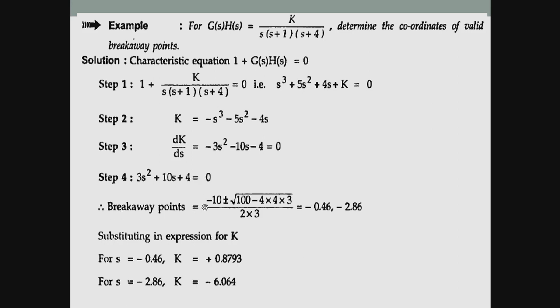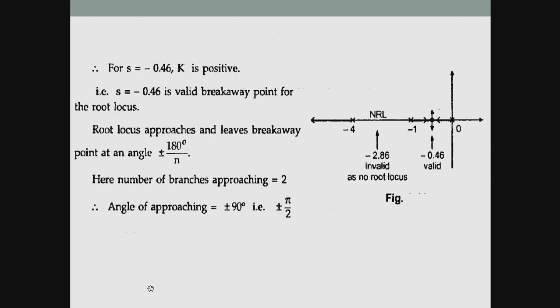Then 3s square plus 10s plus 4. Therefore, the breakaway points are equal to the roots of this. If I find the roots, I get s equal to minus 0.46 and minus 2.8. Substituting these into the expression for k, I will get a positive value here. So these are the breakaway points.